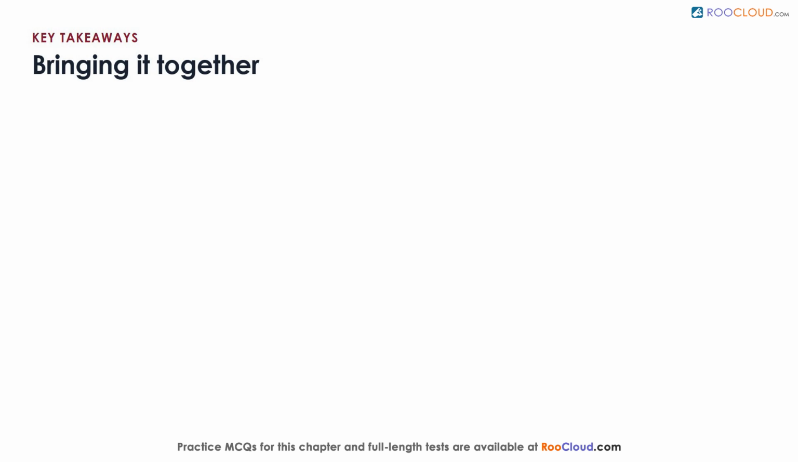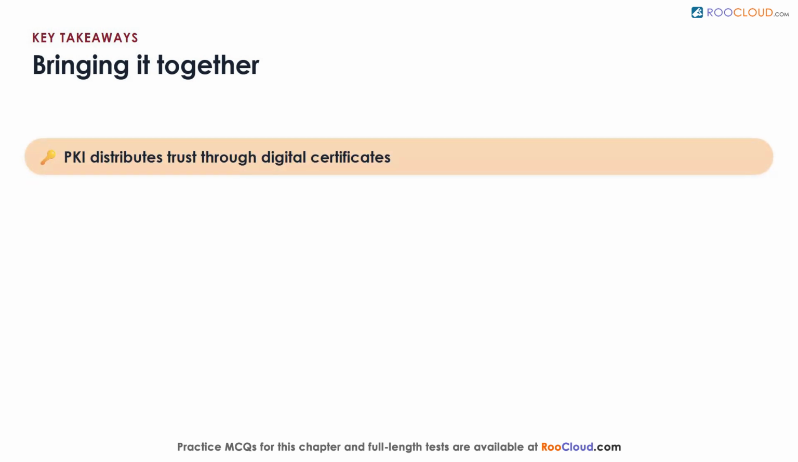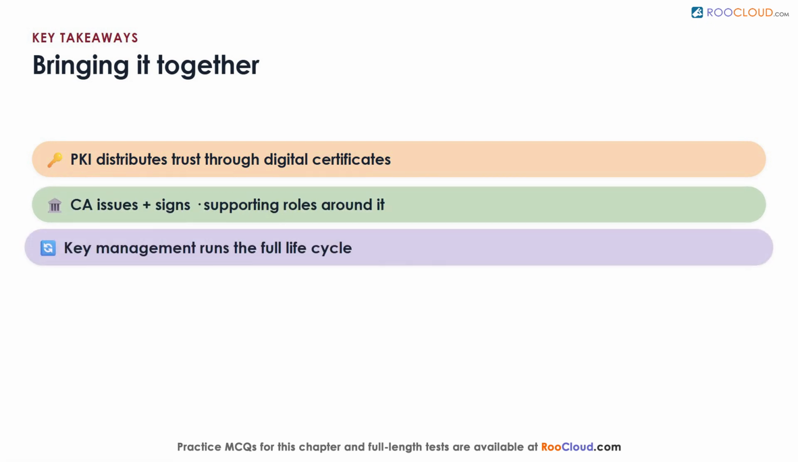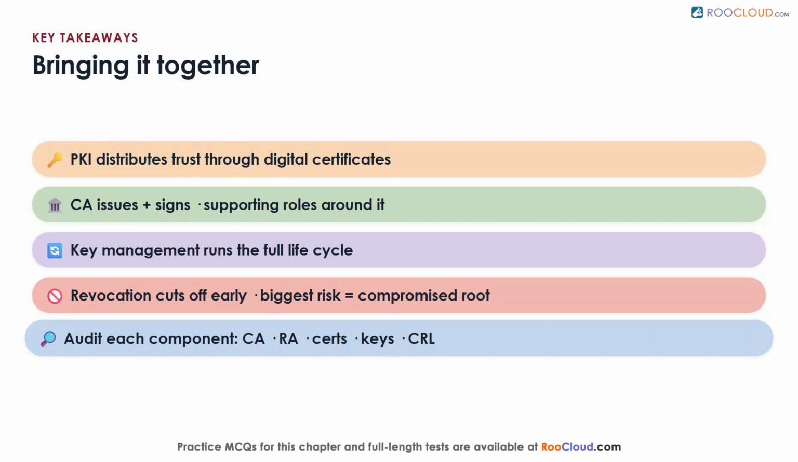So let's bring it together. Public key infrastructure distributes trust through digital certificates. A certificate authority issues and signs them, with supporting roles around it. Key management runs the whole life cycle, from creation to destruction. Revocation cuts off certificates early, published through a list or status protocol. And the biggest risk is a compromised root, so guard it well. Understand this trust engine, and the certificate behind every padlock makes sense.